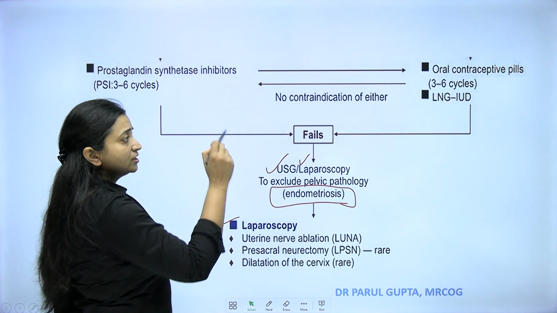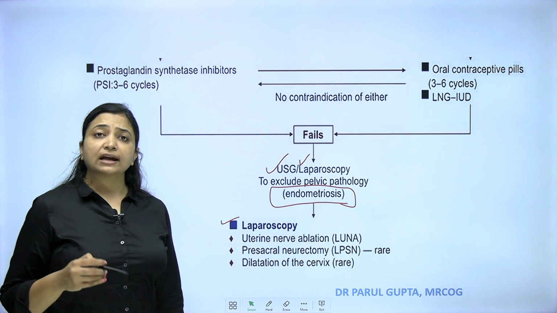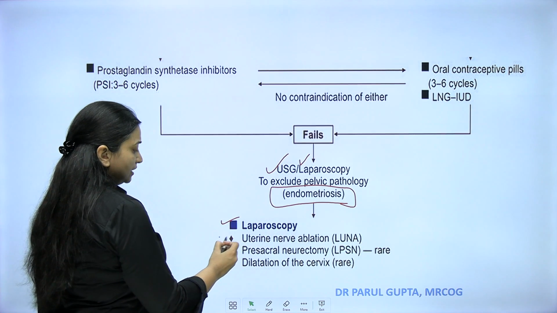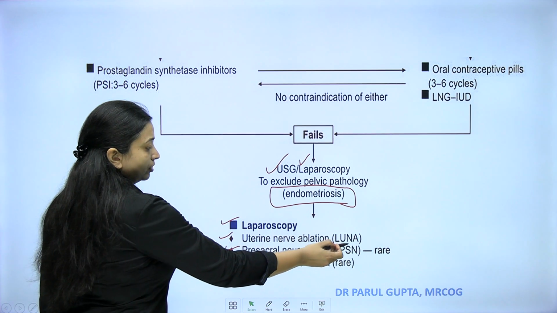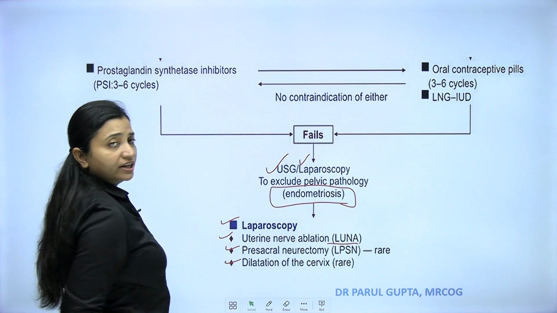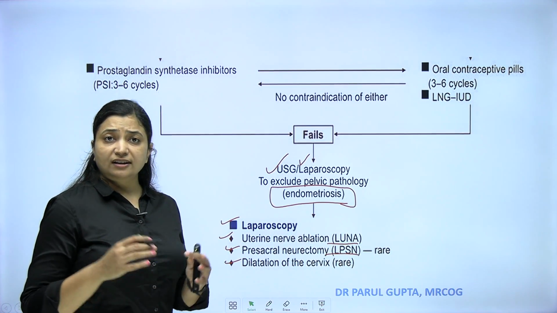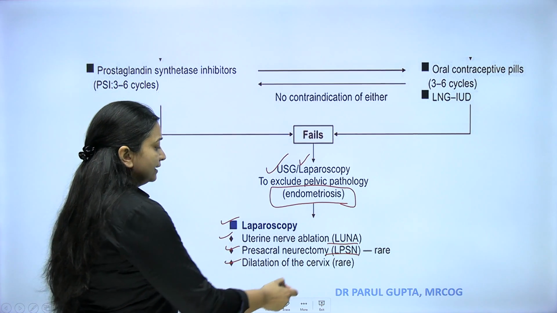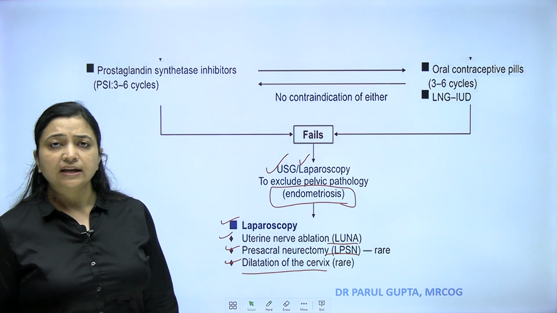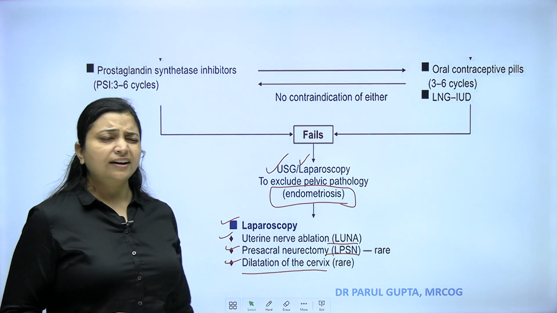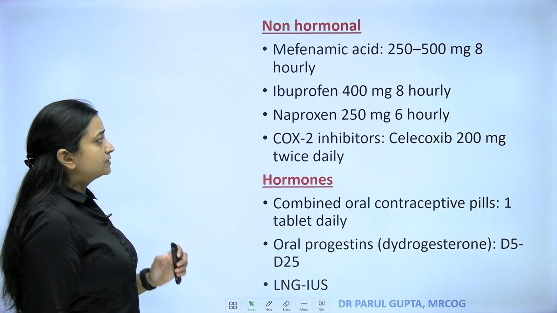If not, and the patient is still not responding, and on laparoscopy also you are not finding any endometriosis or any positive finding, then these three things can be done, but these are very, very rare and generally not required. You can go for uterine nerve ablation, you can go for presacral neurectomy just to relieve the patient from the pain, and dilatation of the cervix, just to think that the cervix is too tight for the blood to pass through it. Dilatation of the cervix is very rarely done. In fact, all these procedures are very rarely done. They are only for theoretical purposes.